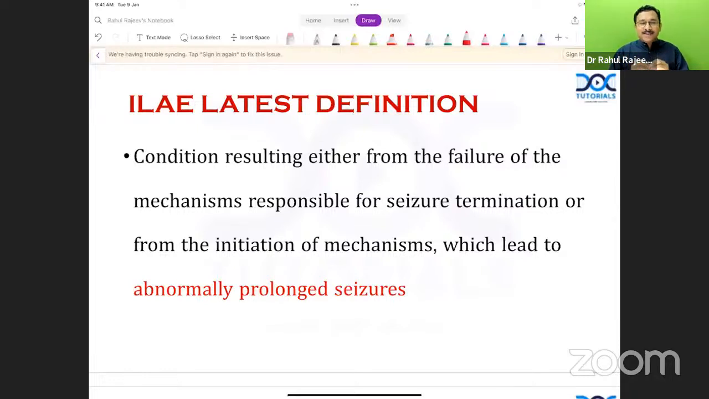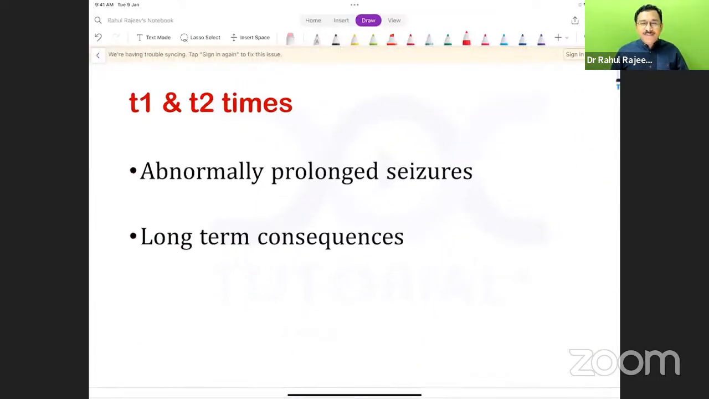So in your body, you've got certain defense mechanisms that will help you to abort a seizure. Now, in case of status epilepticus, these mechanisms will fail and the initiator or propagator mechanisms will take the upper hand, and this will lead on to abnormally prolonged seizures. When I say abnormally prolonged seizures, I want to introduce two more terms which are a part of this definition, and that is the T1 and T2 times. So what do you mean by T1 and T2 times? T1 for a seizure is the time at which you will call it an abnormally prolonged seizure. And T2 is the duration after which there are long-term consequences.